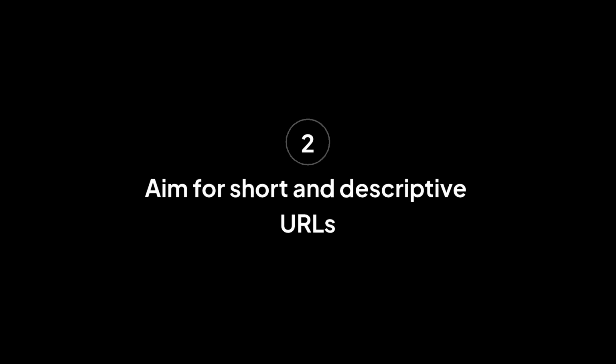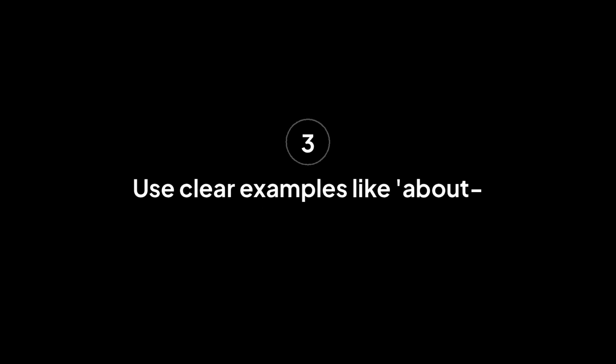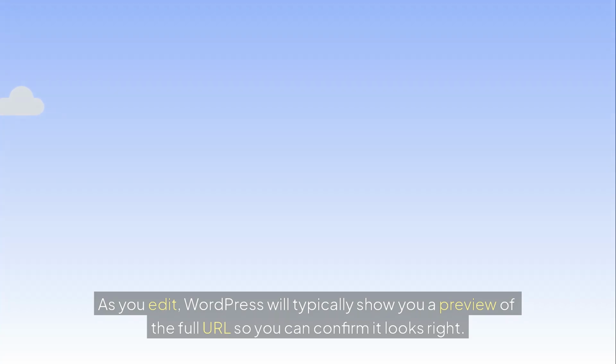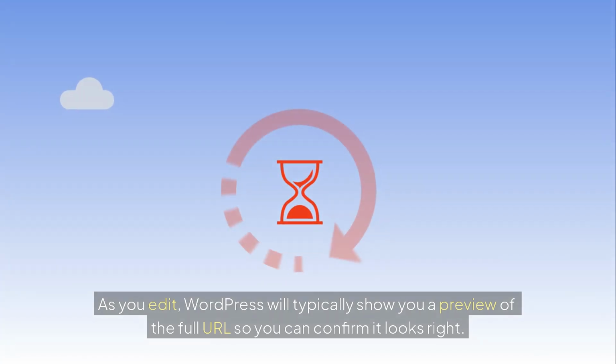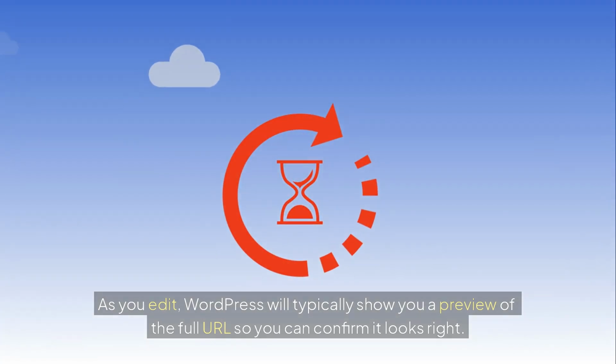A few quick tips as you type. Use lowercase letters, separate words with hyphens, and avoid spaces, special characters, or very long phrases. Aim for short, descriptive, and human-friendly. For example, about our team is much clearer than a long, keyword-stuffed string. As you edit, WordPress will typically show you a preview of the full URL so you can confirm it looks right.